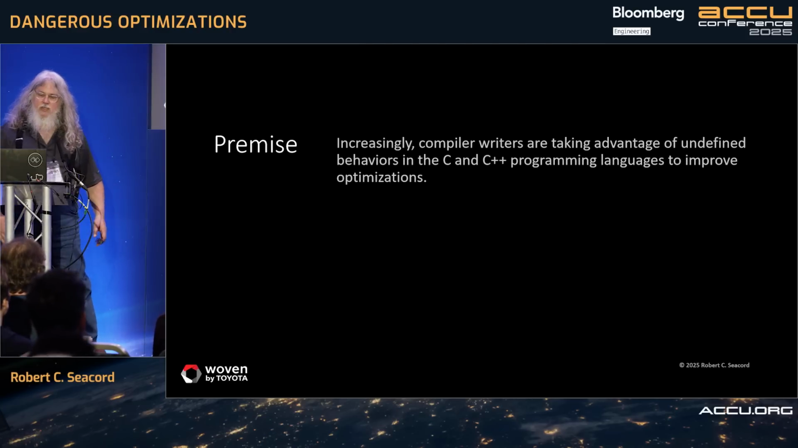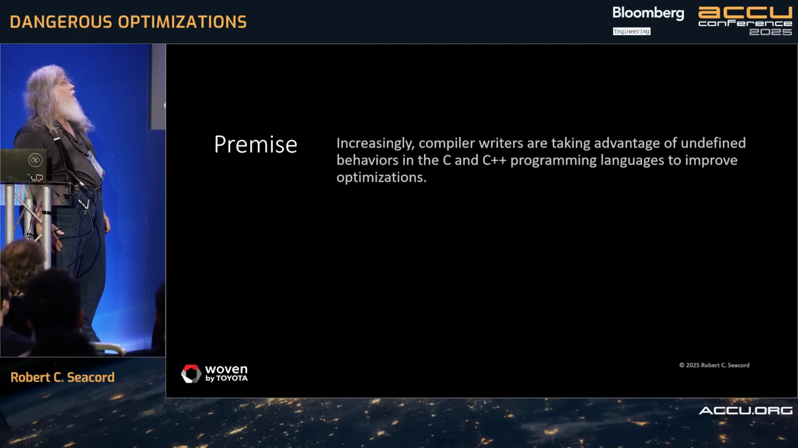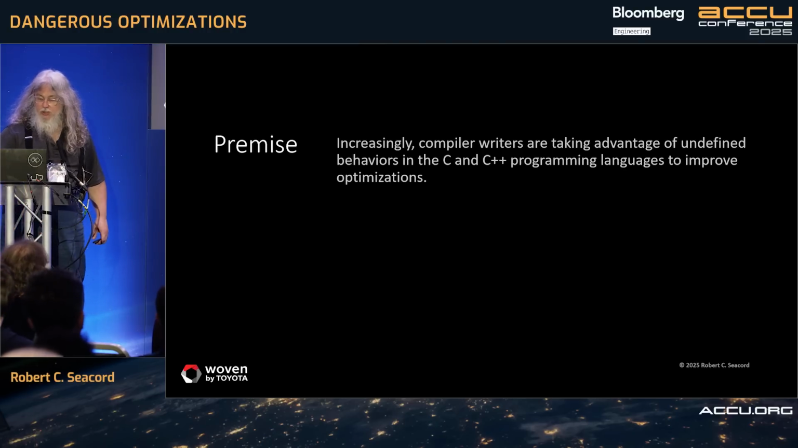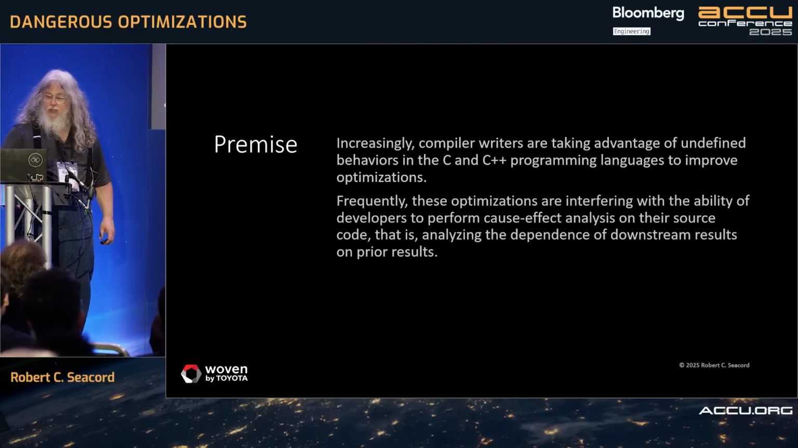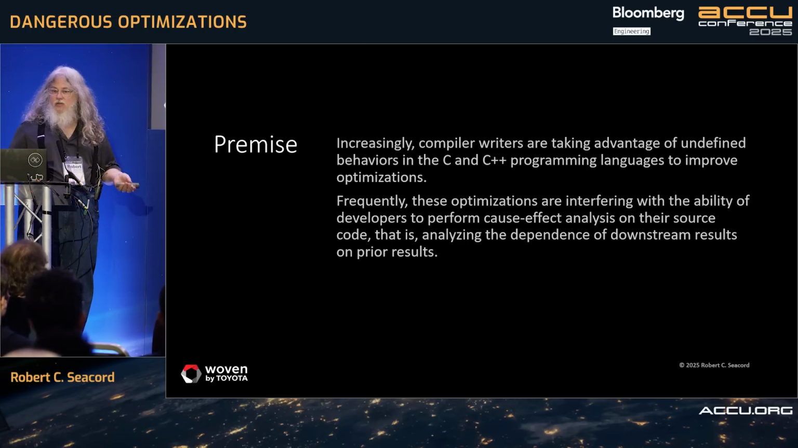So the premise of this talk is that compiler writers increasingly are taking advantage of undefined behavior, or UB, in C and C++ to improve upon optimizations. These optimizations can interfere with the ability of developers to perform cause-effect analysis on the source code, basically interfere with their ability to look at the code and understand what it's doing, right? Because there are lines of code that you think are being translated into instructions and executed, but they're not.